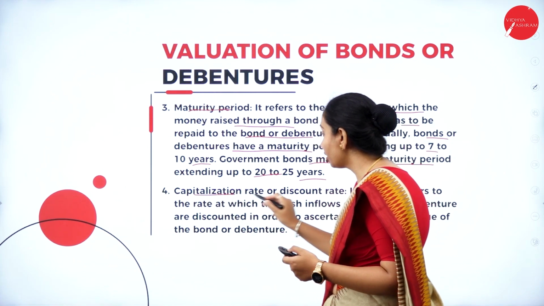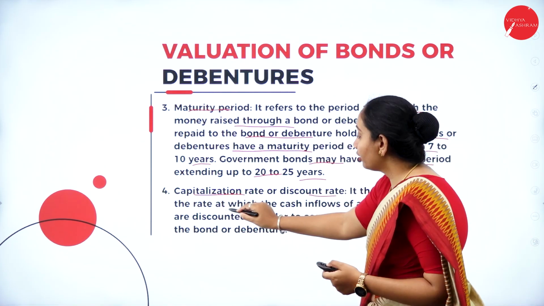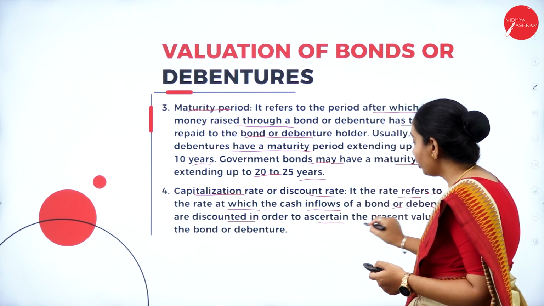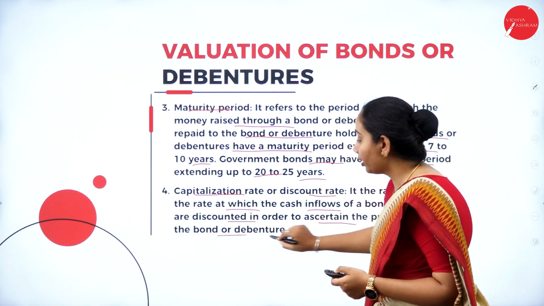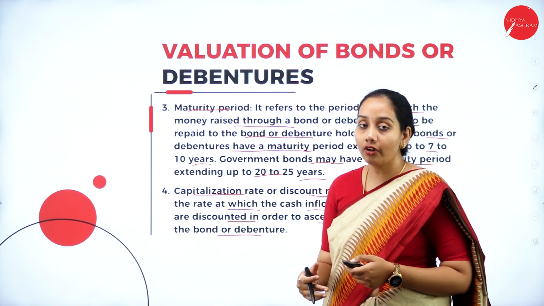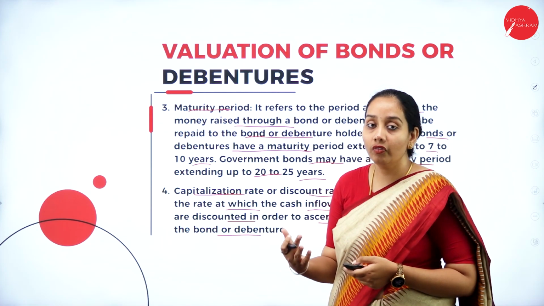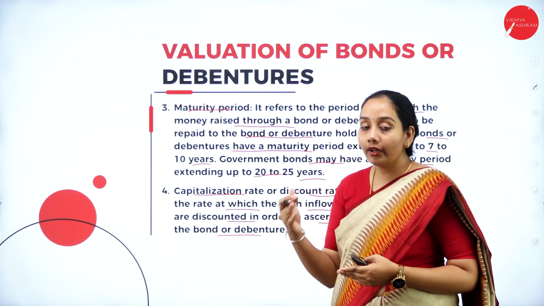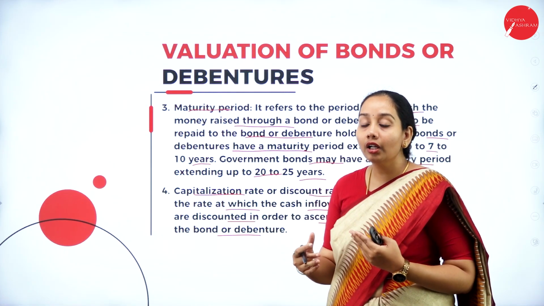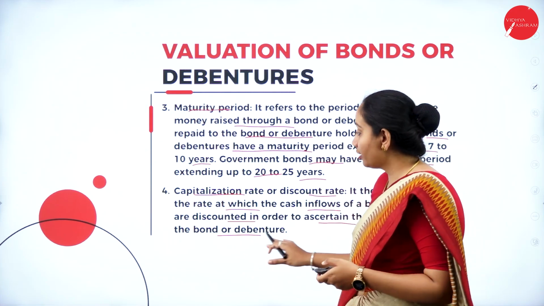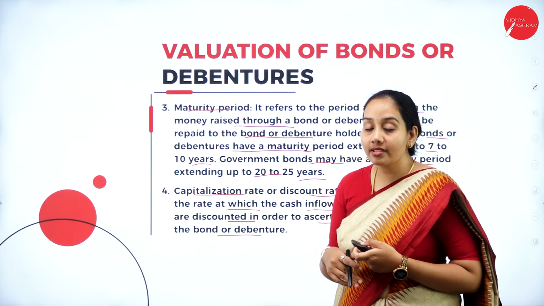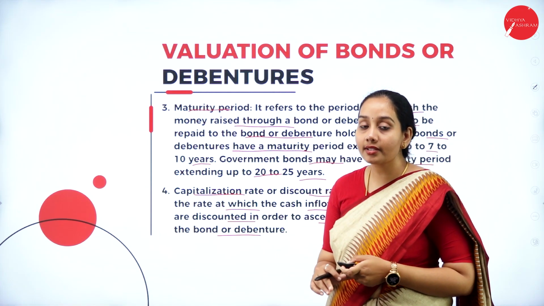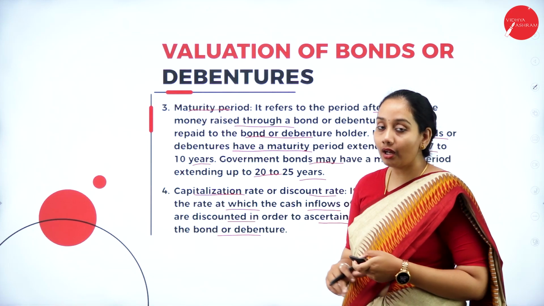Next is capitalization rate or discount rate. It is the rate at which the cash inflows of a bond or debenture are discounted in order to ascertain the present value of the bond or debenture. Capitalization rates or discount rates are another type of valuation technique, where the future value of the cash inflows will be represented, and we are going to calculate or validate the bond value by using the discounted technique in order to find the present value of the bond or debenture. That kind of method will be called the capitalization or discounted rates.